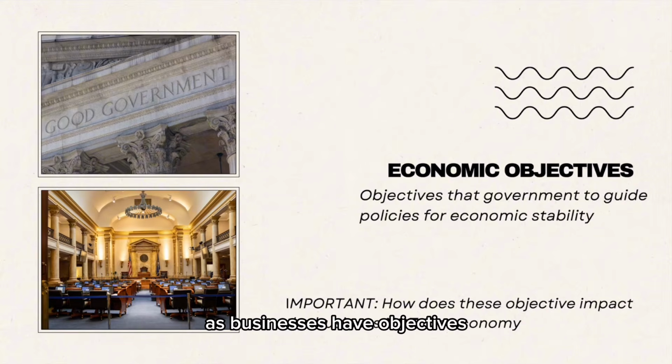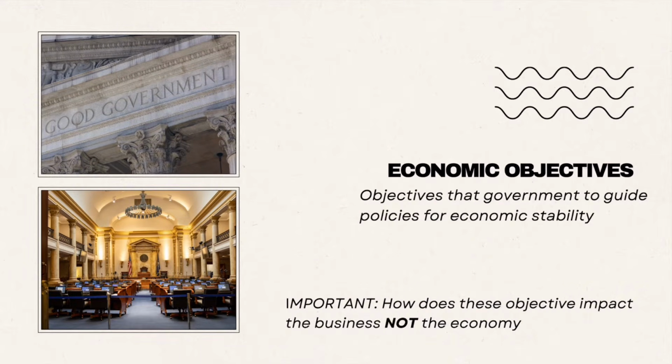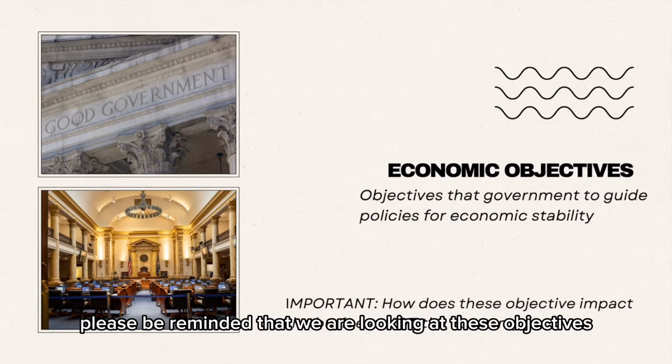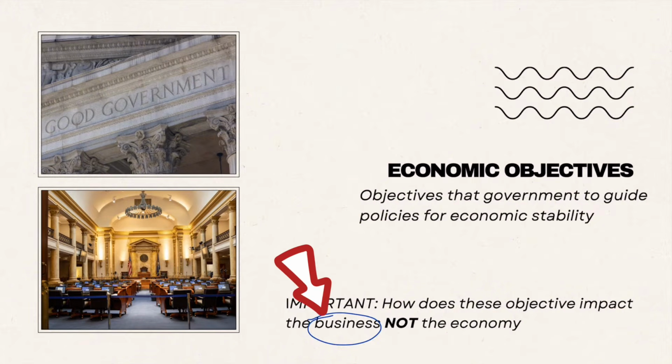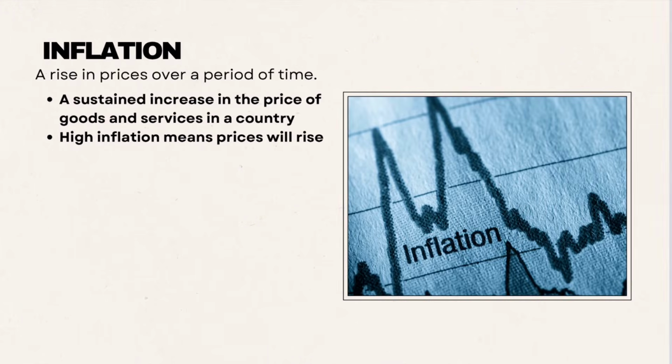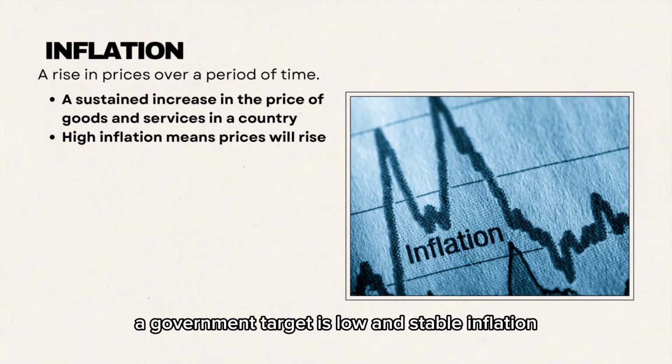As businesses have objectives, so do governments. Governments will usually set their country's objectives to maintain economic stability. Please be reminded that we are looking at these objectives with the viewpoint of how it affects the business and not the economy. The first economic objective is inflation. A government's target is low and stable inflation.